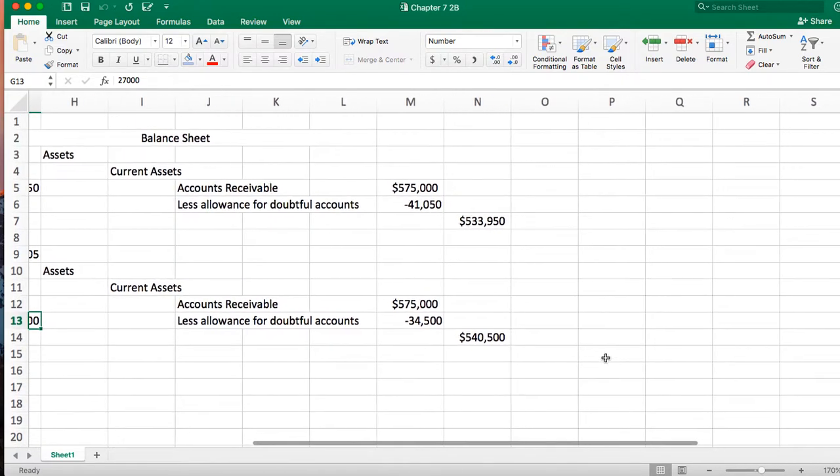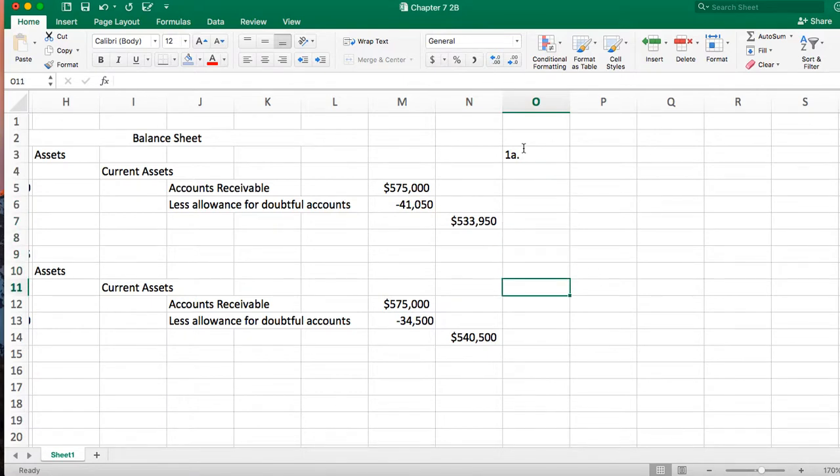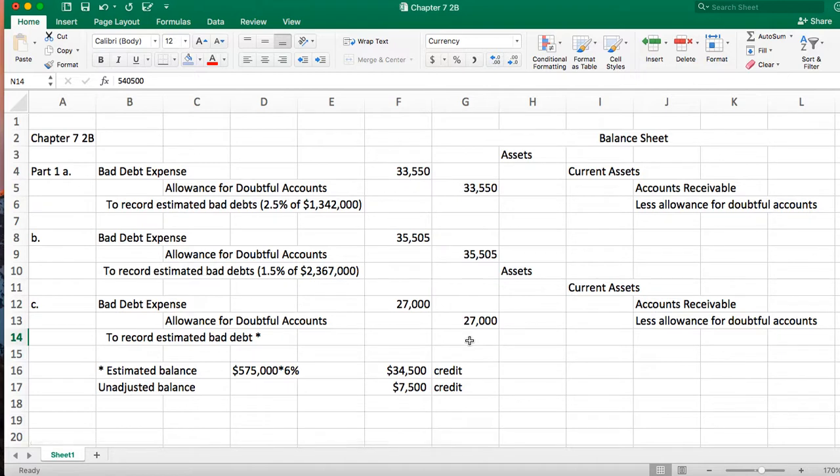And then on the next part of the problem, they ask us to show what this looks like on the balance sheet. And so on the balance sheet, this is 1A, the first one that we're looking at, and this one is 1C. And so basically on your balance sheet, you have your assets, your current assets, your accounts receivable, less your allowance for doubtful accounts. And then you have your net accounts receivable here, and same thing we have down here for 1C. So that's the answer to 7.2b.